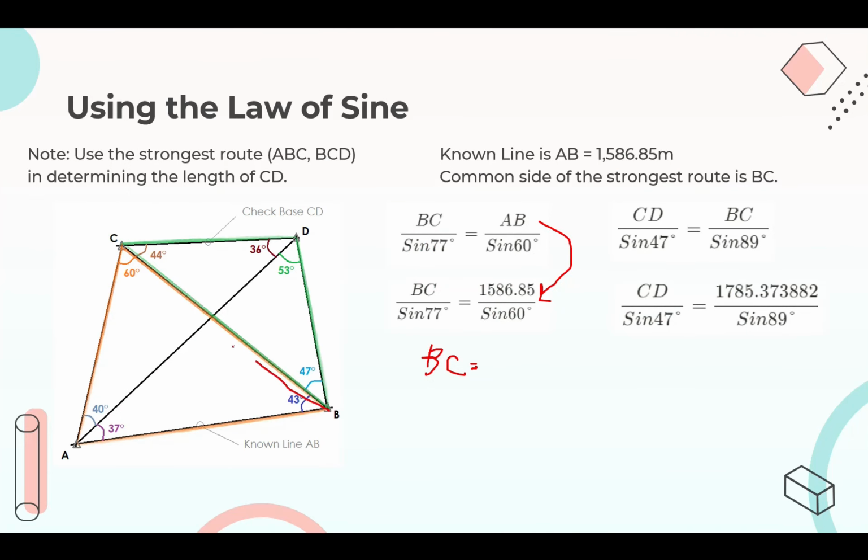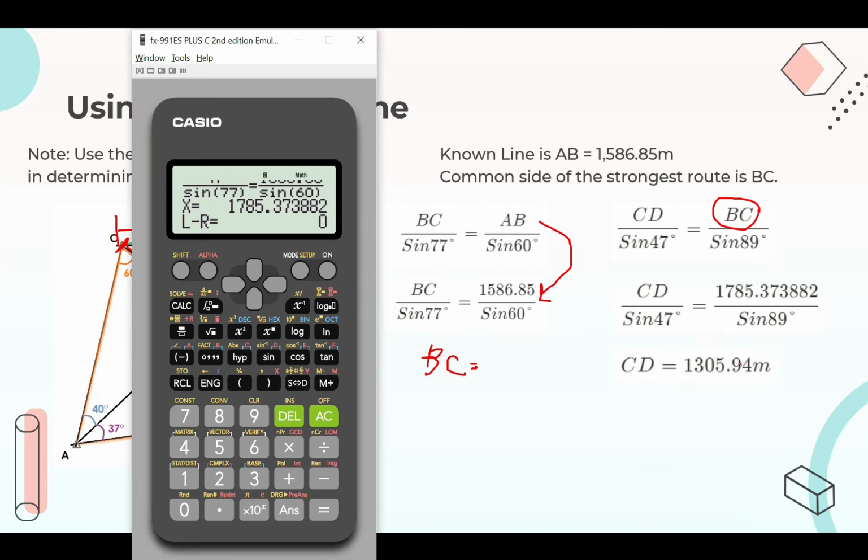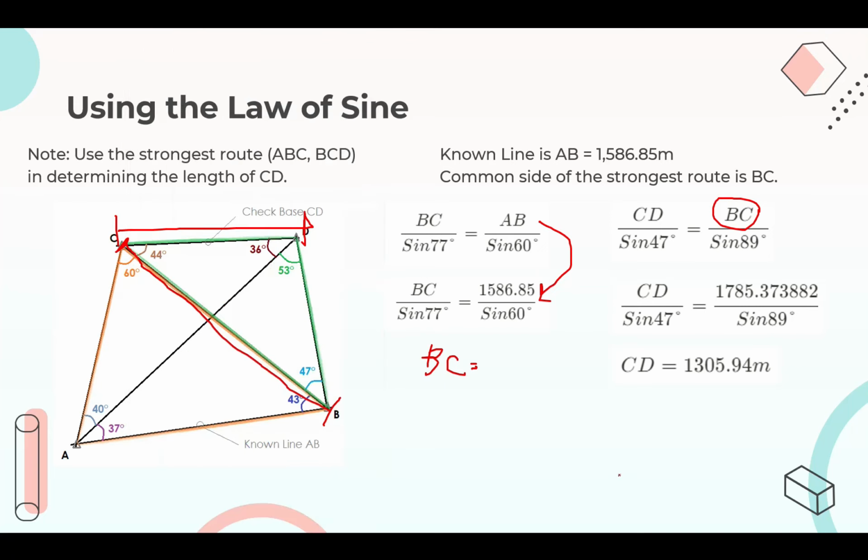So now we have the value of our common side. And since it's our common side, we have the value of BC. And we can use again the law of sine to calculate for CD, which is our check base, which is our goal, right? So, if we shift solve this one here, we will get 13.94. Again, if you have trust issues, let me prove that to you. Equals 1305.94. There you go, guys. We have our check base value. So we answered both of the questions now already.